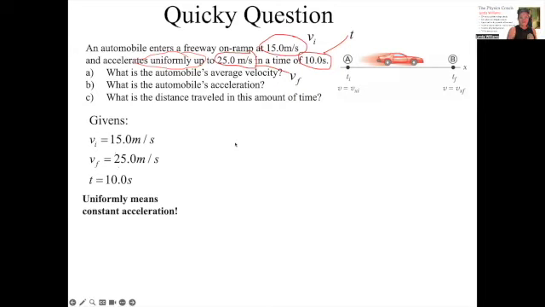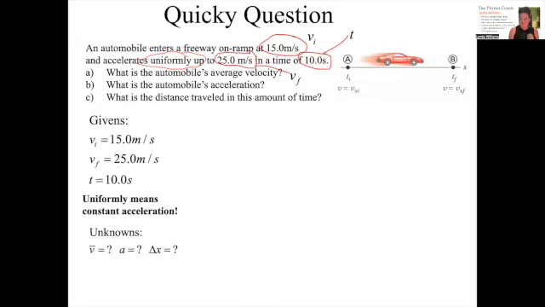And I make a note of that. So what are the unknowns? I don't know what the average velocity is. That's what they're asking in part A. They want to know what the acceleration is in part B. And then in part C, they're asking what the total distance traveled is in this amount of time.